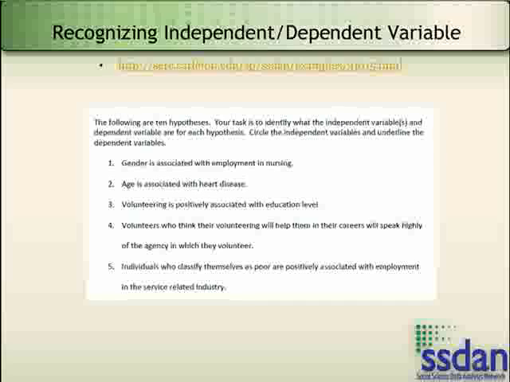I have a lot of these that I've developed, and you have to teach students also how to write hypotheses. But this is a good one, and it's available, and I've adjusted and added to these. That's the nice thing about SSDAN. There are a lot of modules that have been tested by faculty at other institutions that you can use.